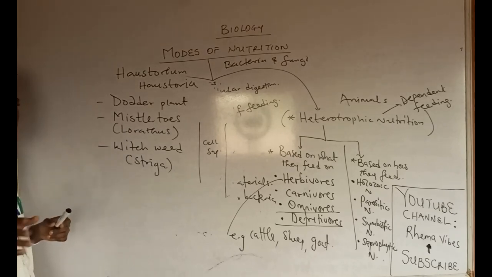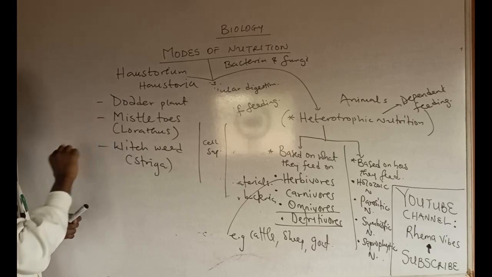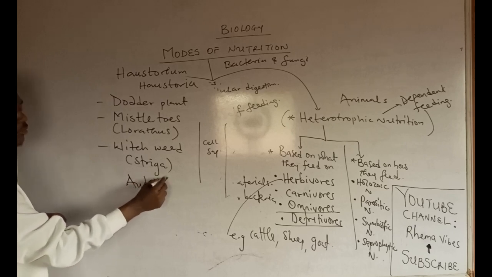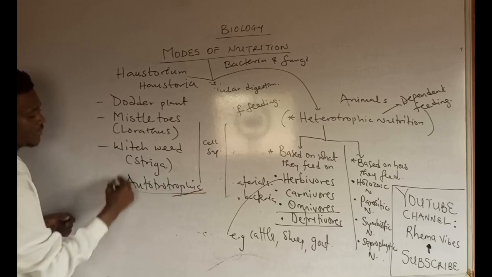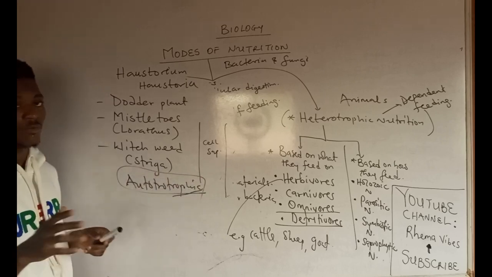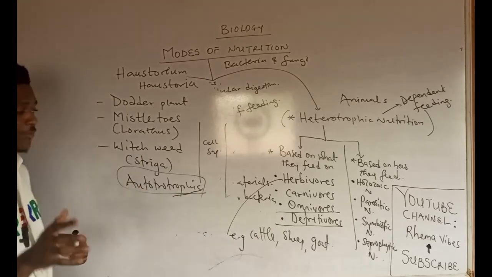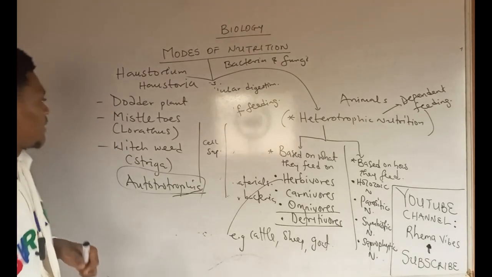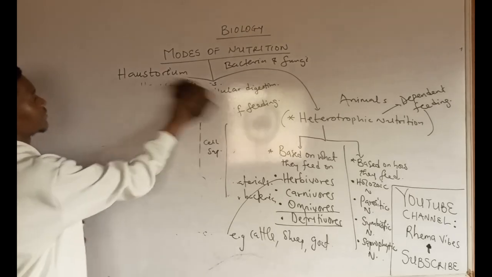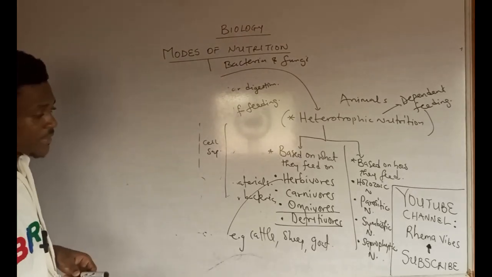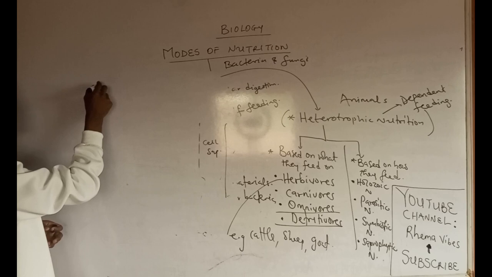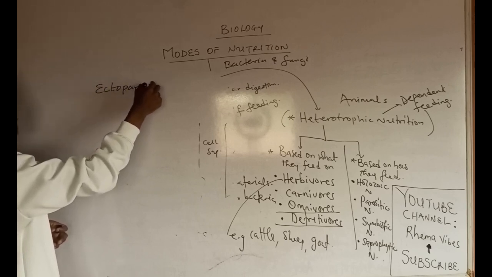And again, in case you see a question asking what the main mode of nutrition is for parasitic plants, it still remains autotrophic. Yes, autotrophic. Why? Because they still remain plants. In case you see a question on that, for those of you preparing for JAMB. Then we still have parasitic animals. Some of these parasitic animals live on the outside of their hosts, and those are called ectoparasites.